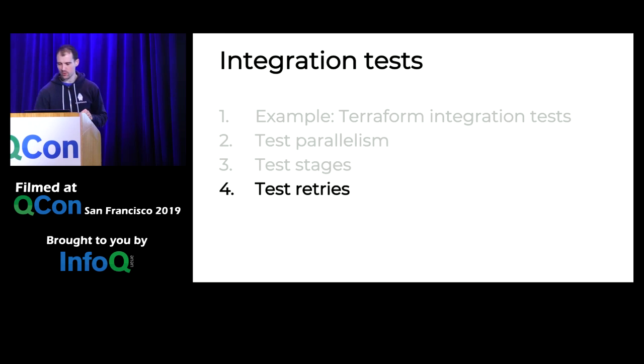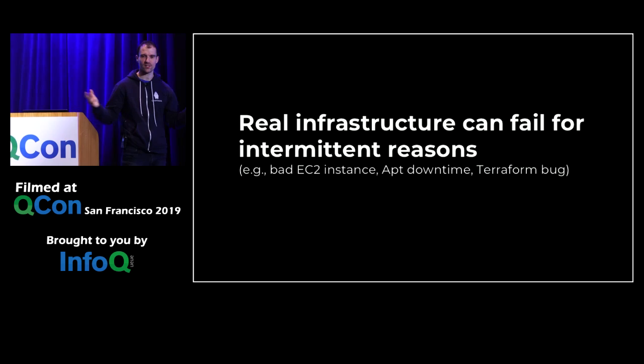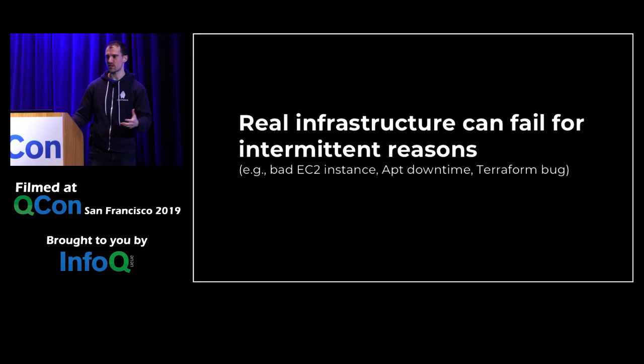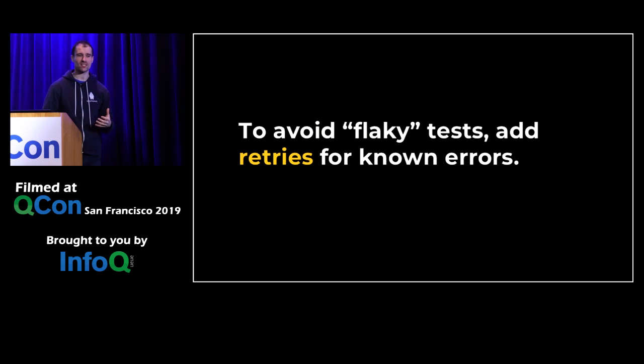All right, one other pro tip has to do with retries. Another thing we learned from long experience is infrastructure in the real world can fail for a whole bunch of intermittent reasons. I don't mean bugs in your code, but just things like EC2 gave you a bad instance, or there was a brief outage somewhere, or some intermittent issue of that sort. And if you don't do anything about it, then your tests can become very flaky. They will basically fail for reasons that have nothing to do with actual bugs in your code.